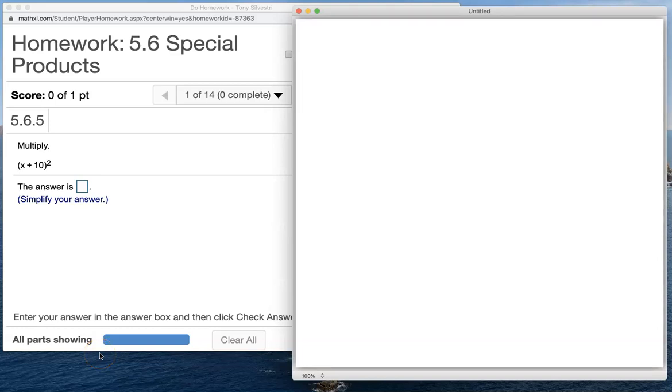Welcome to section 5.6. It's entitled Special Products, and it's basically an extension of 5.5 where we did multiplication, where we multiplied polynomials. But let me take a look at this one problem. This video should be a rather quick one. There's only 14 questions here, so let's take a look at this.